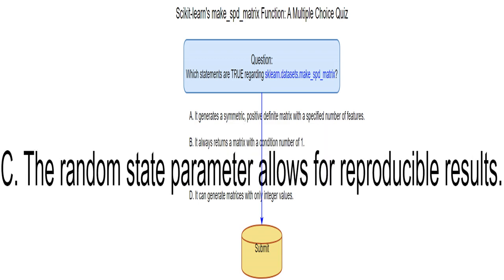This statement is correct. The random_state parameter acts like a seed for a random number generator. If you use the same random_state value, the function will always produce the same matrix, making your results repeatable. This is very useful for testing and debugging.